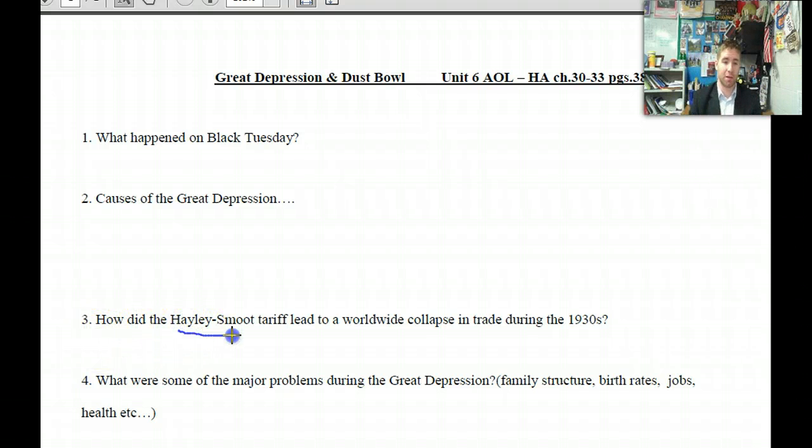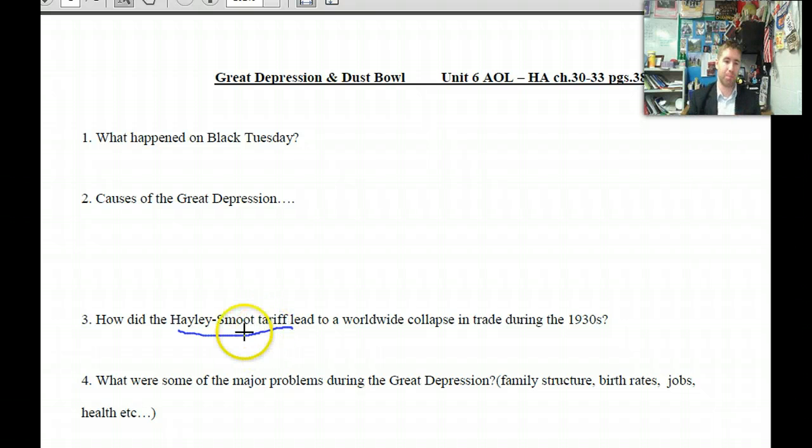Number 3 here, the Hawley-Smoot tariff. If you remember, that was a tariff the United States put on imported goods, and so that essentially shuts down global trade. No longer is the United States getting goods from Europe, but at the same time, Europe established its own tariff on American goods being imported. So now the United States is not able to ship its goods to Europe. The idea is that if we put this tariff on European goods, Americans will only buy American-made products. Sounds good, but the problem is people in America didn't have the money to buy anything, and European markets are not buying the American product, so it just spirals out of control.